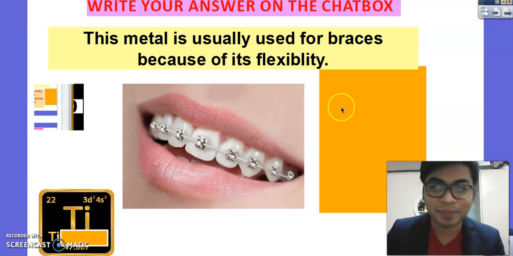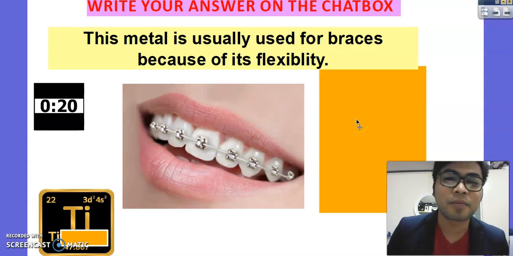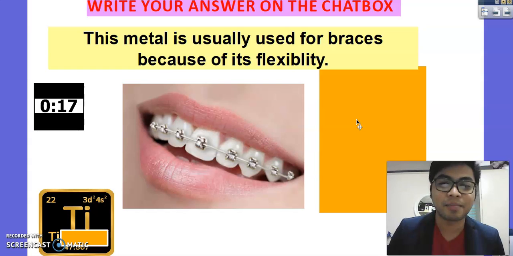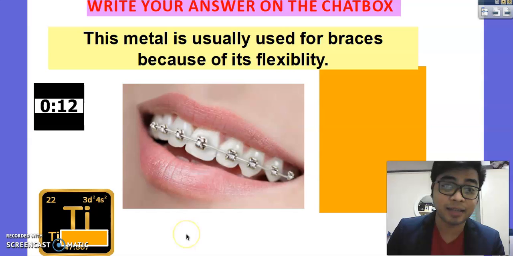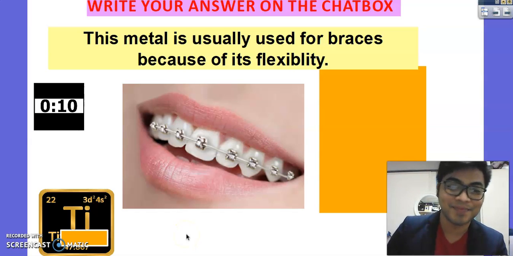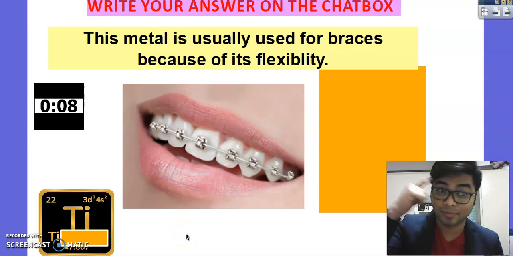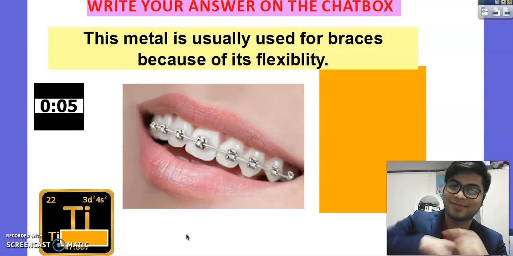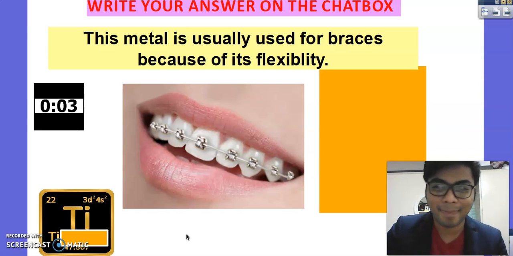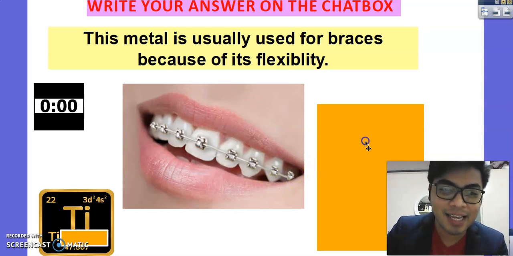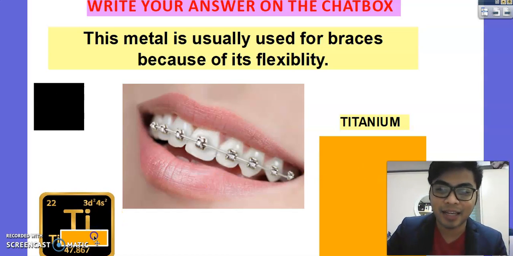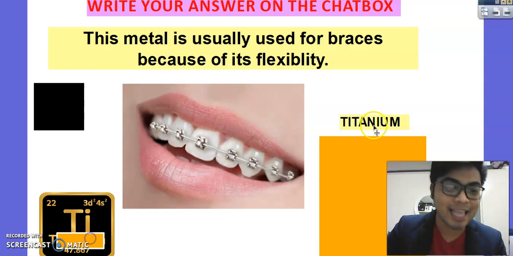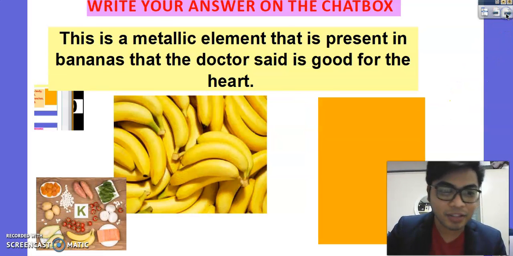Question number 2. The metal which is usually used for braces because of its flexibility. I have the clue right over here in the periodic table. What is this? Three, two, one. Time is up. The correct answer is titanium. The symbol is Ti. Next question.